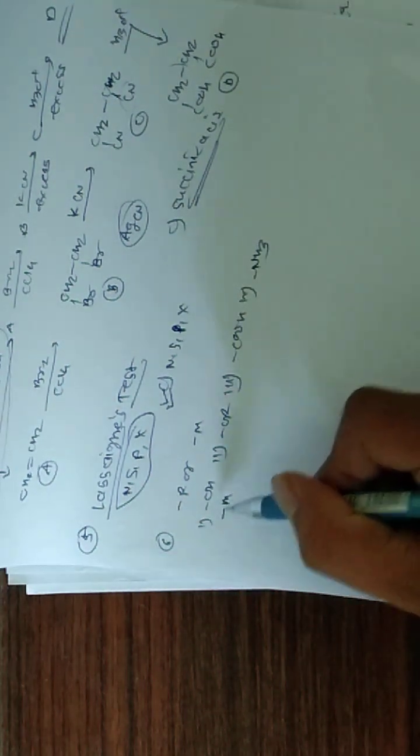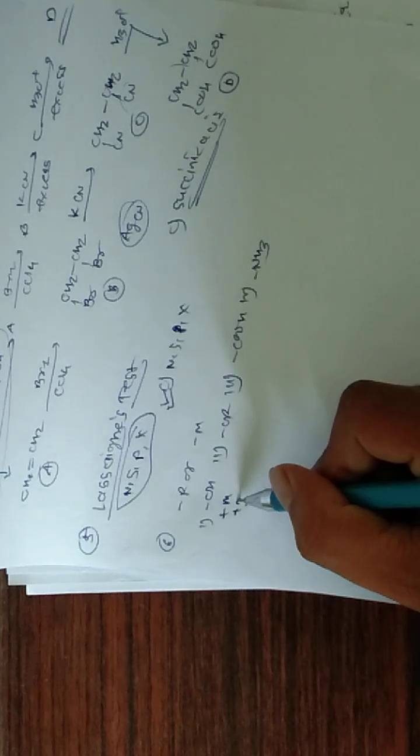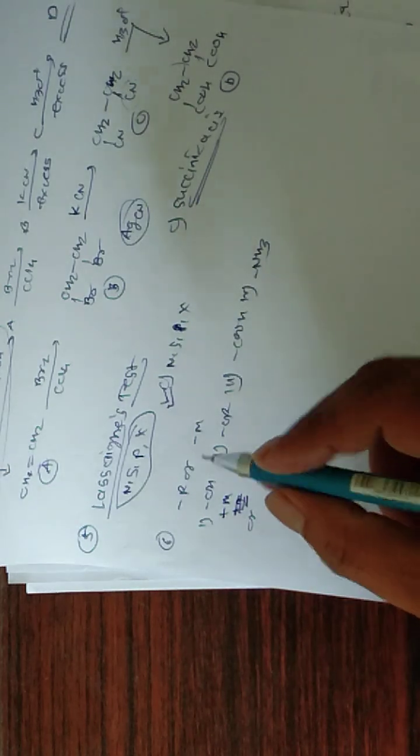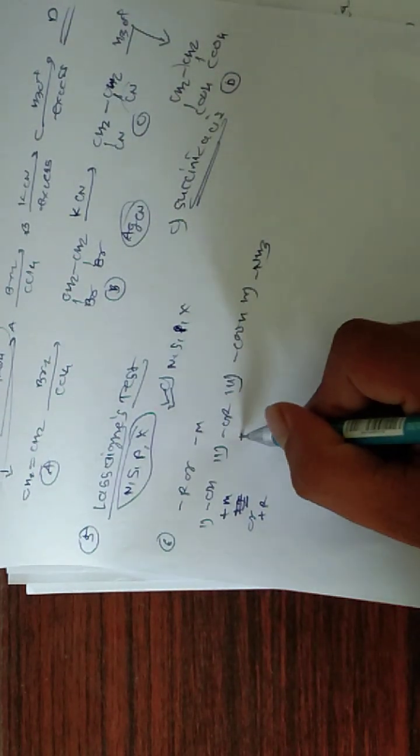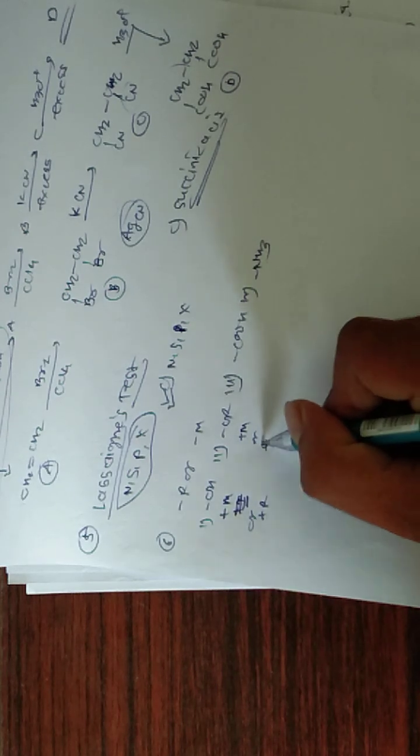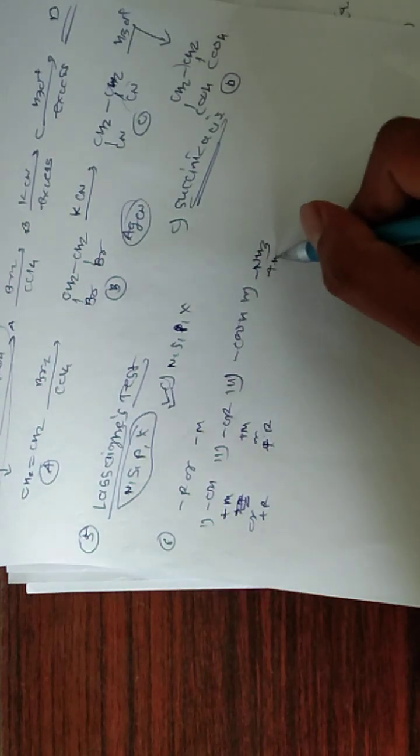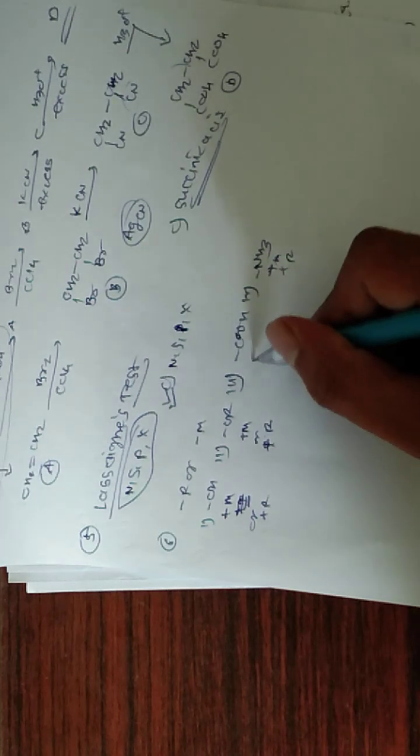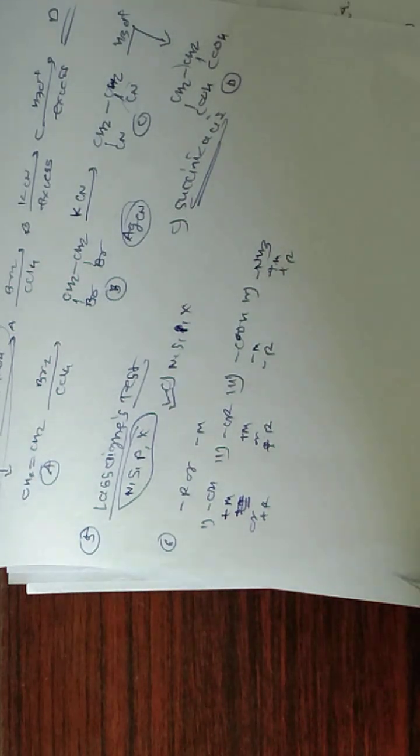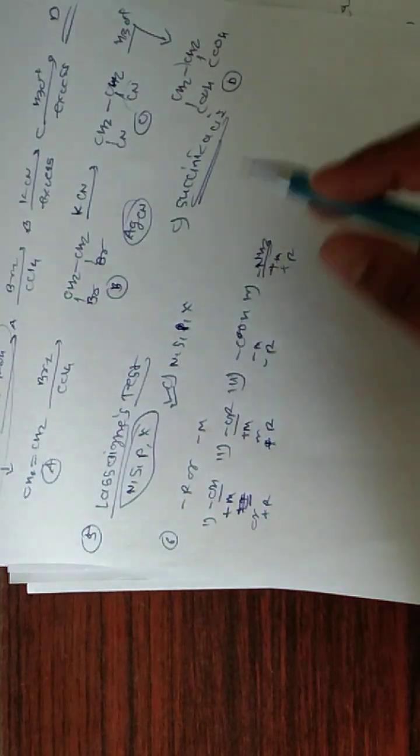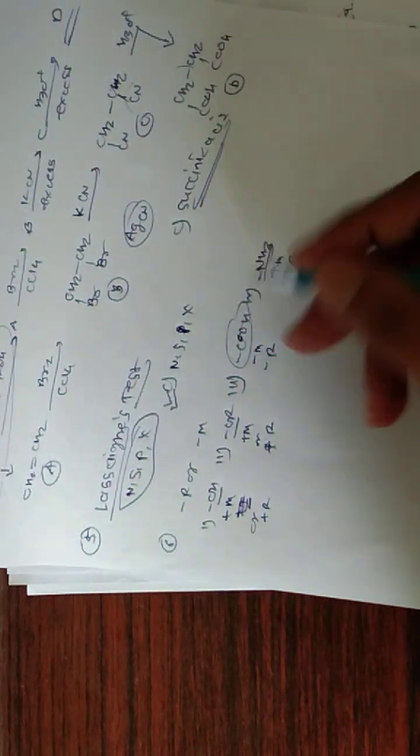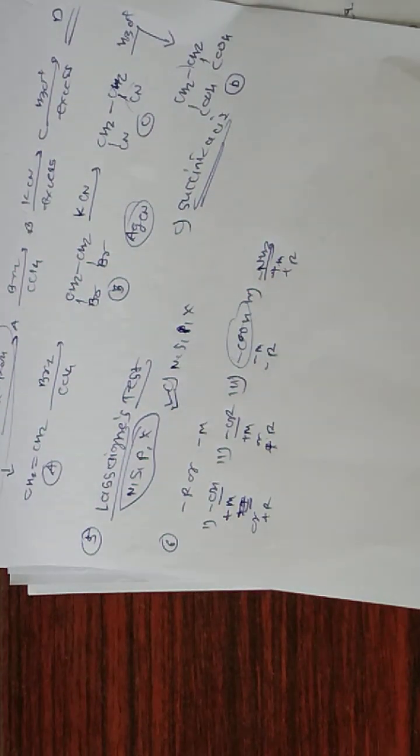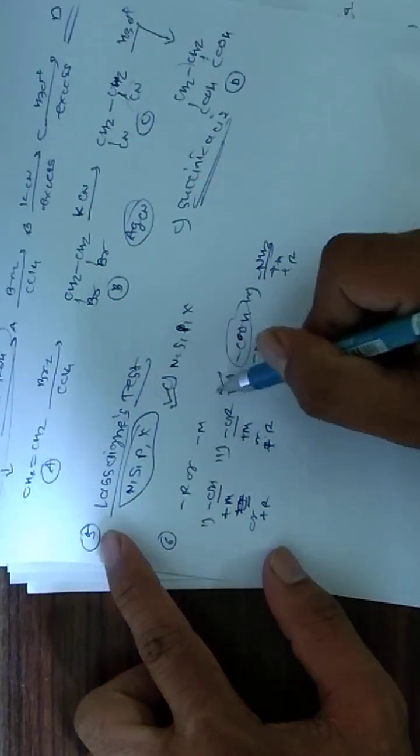This one shows plus M effect, or we also say plus R. This one also shows plus M or plus R. This also shows plus M or plus R, but this carboxyl group shows minus M or minus R. Means all these three are electron donating groups. This one is an electron withdrawing group. If it attracts the electron density towards itself, then it shows minus M effect. So the correct option of that question is C.